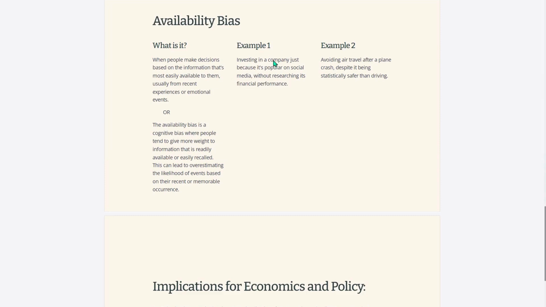For example, investing in a company just because it's popular on social media without actually researching its financial performance. Let's say I saw a video saying invest in a particular company and your money will be doubled. So I'm biased because somebody told me and I'm not even doing full research. Another example is avoiding air travel after a plane crash, despite it being statistically safer than driving.